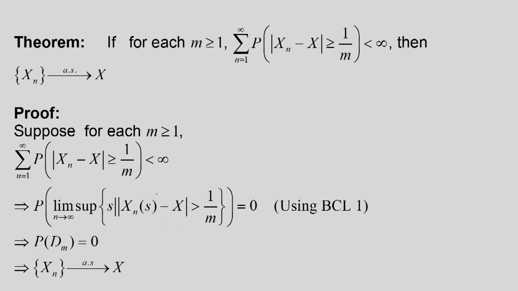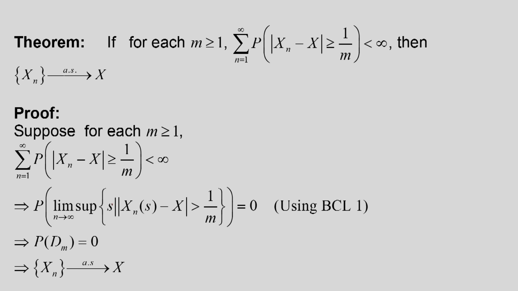Therefore, by definition, this is the Dm. Therefore, the probability of Dm is equal to 0. If the probability of Dm is equal to 0, then xn converges almost surely to x. So that way we can apply the first part of the Borel-Cantelli lemma to prove the convergence of a sequence. Thus we can apply this condition: the probability that mod of xn minus x is greater than or equal to 1 by m, summed from n going to infinity. If that sum is convergent, then xn converges to x almost surely.